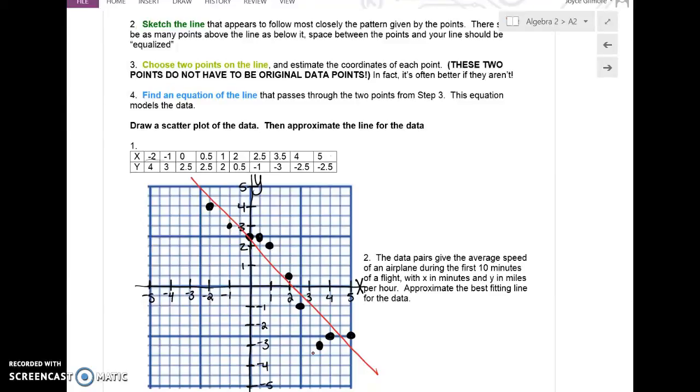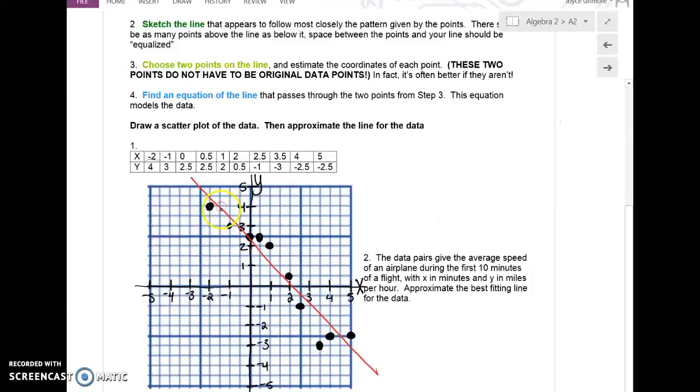Now use the graph to help you. Look for places where the line crosses the grid perfectly. It's not quite perfect. Right here looks a little bit better.